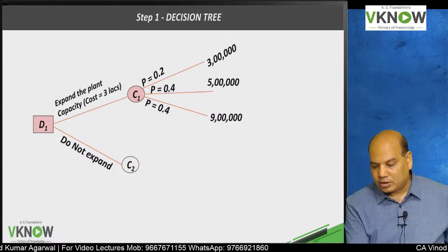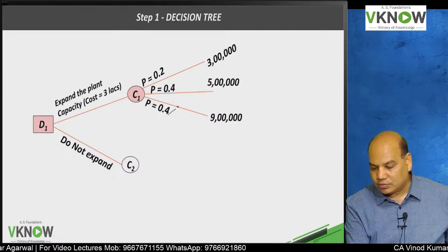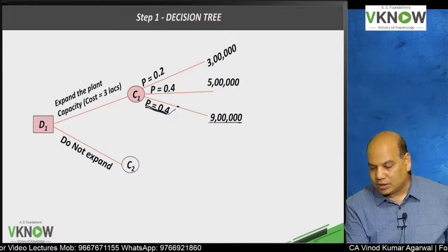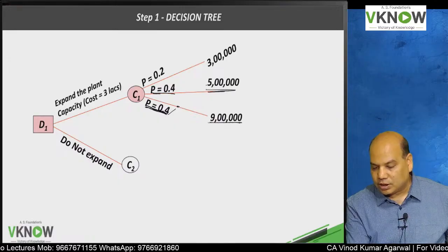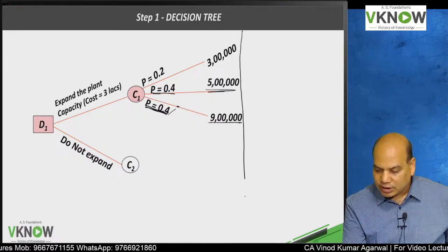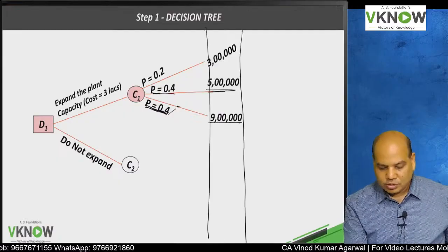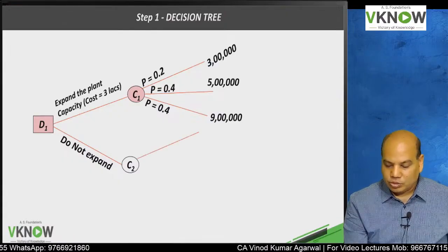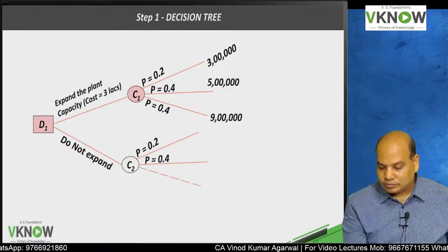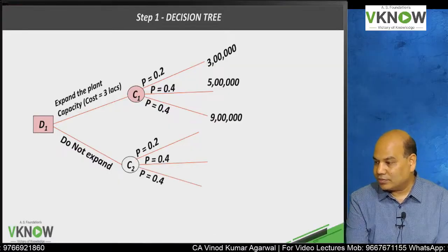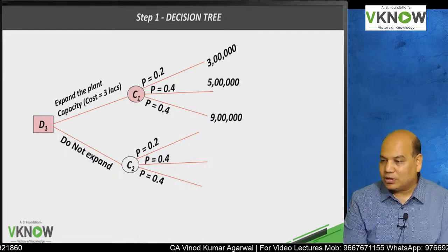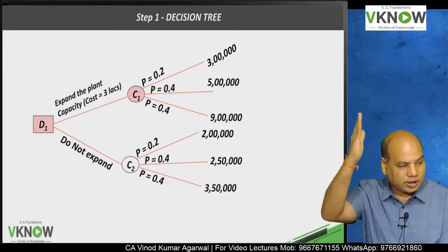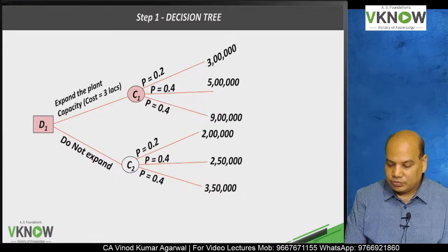The probability will be written very close to the branch, very close, so that one can understand that this 0.4 is for this 9 lakh, and that this 0.4 is for this 5 lakh, and preferably they should be written on the same line. Even though it is a decision tree, follow some discipline. You can't draw any tree that you want. It should look nice. For do not expand also we have the same probabilities, and these are the outcomes. So preferably they should come on the same line. Easy to understand.